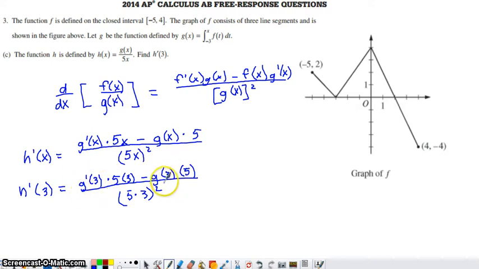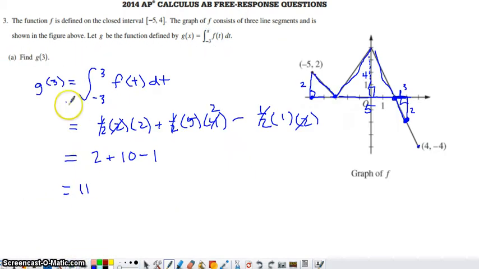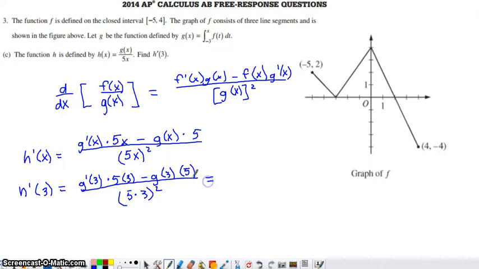Well, back in part A, we actually computed g of 3. And if I click back to that real fast, in part A, we said that g of 3 was equal to 11. So I'm going to steal that from part A and get that in place of g of 3. 5 times 3 is 15 there. And then in this denominator, this is going to be 15 squared, and 15 squared should be 225. And then what is g prime of 3? So what are we going to multiply this 15 by in the leading term of the numerator?